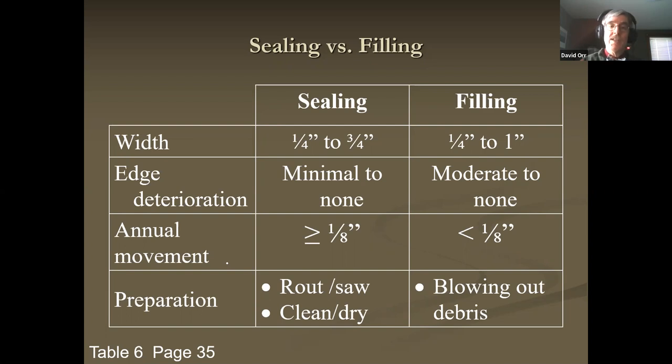Edge deterioration: you want nice square edges to work against, maybe a little deterioration. In terms of movement, if it's not moving more than about 1/8 of an inch, about half the width of that pencil, you can fill it. But if it is moving, you need to use something that is flexible, okay? Now to prepare it, in both cases, you have to make it clean and dry and get the debris out of the way. But in the case of sealing, you really want to route or saw it to make a reservoir for your material, because if it's too small, you can't get the material in.